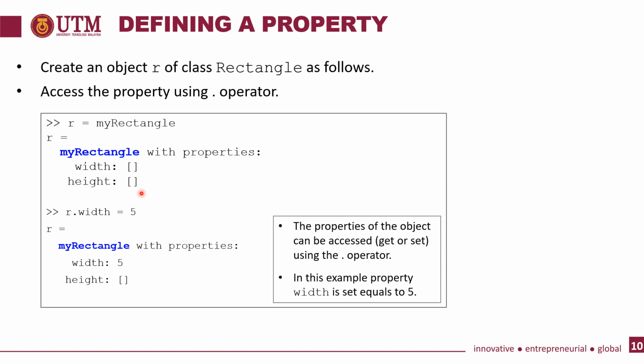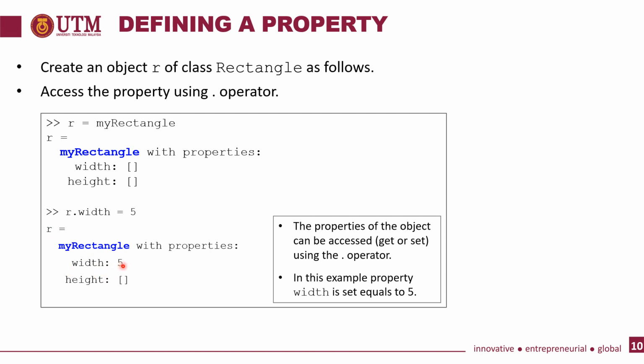If you wanted to set the data inside the class myRectangle, you can use the dot operator, where you start with your object name, which is R, dot, and then the property or the variable. R dot width equals 5. So this is how you can set the width to 5. Width is a property inside your class. Right now when you run this command, you have already initiated an object R with the property width equals 5.